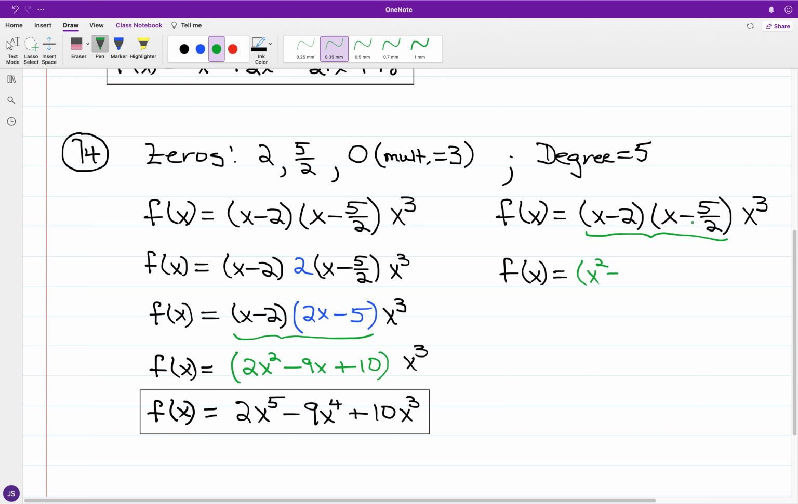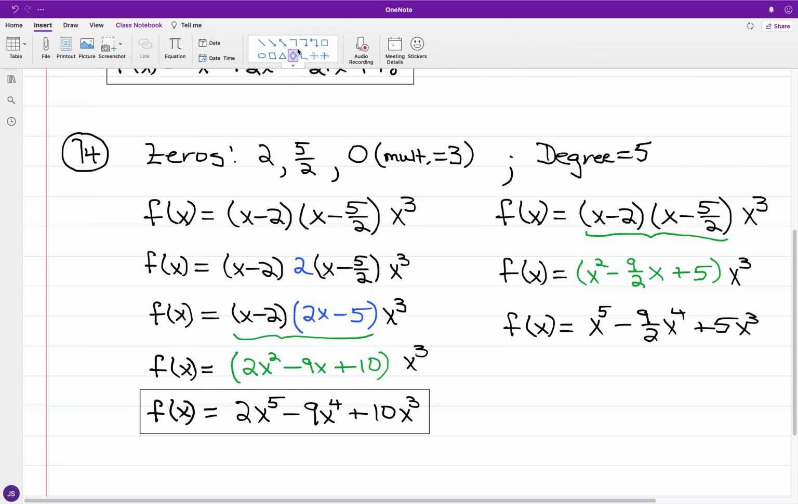So you have x squared. Now you're going to have a negative 5/2 x and a negative 2x. And think of this like negative 5/2 x minus 4/2 x. So this would be negative 9/2 of x. And negative 2 times negative 5/2, okay, that's going to be a positive 10 over 2, which is going to be 5, and multiplying by x cubed. And then we have distributing. Okay, so you have x to the 5th minus 9/2 of x to the 4th plus 5x cubed. Okay, so this is going to be yet another possible result.